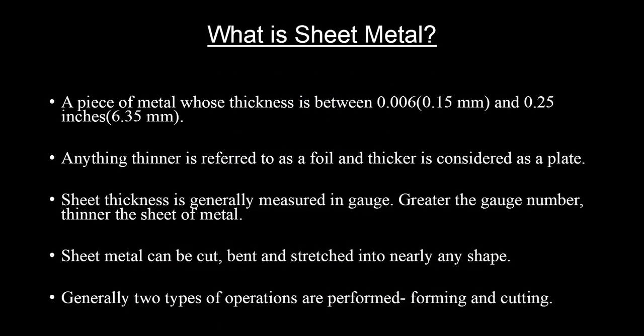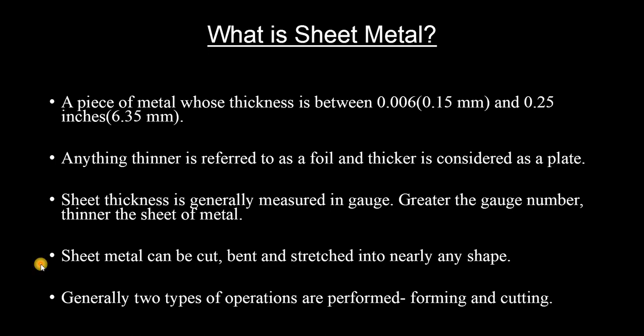And first of all, we must know what a sheet metal is. Generally, in basic terms, we can say the metal which is present in the form of a sheet is called a sheet metal, but there should be a thickness for the sheet, right? So what is the range of thickness wherein we can say that a particular metal is a sheet metal?